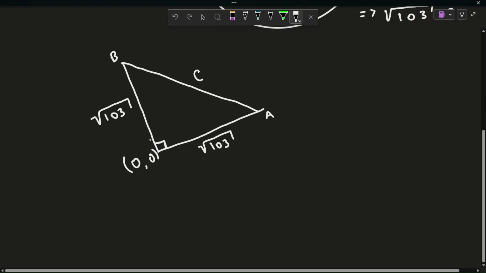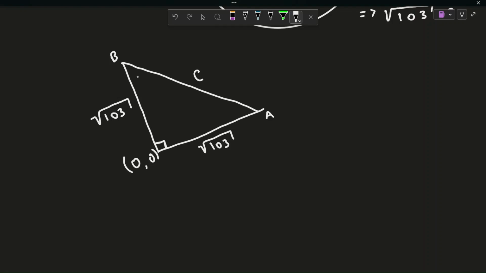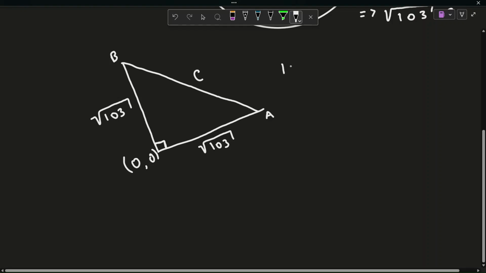And since these two lines are the same length, that means this is an isosceles triangle. And since this is a 90-degree angle, 180 minus 90 is equal to 90. And when dividing 90 by 2, we get 45. So this is a 45-degree angle, and this is a 45-degree angle. So that means this triangle is a 45, 45, 90 triangle.